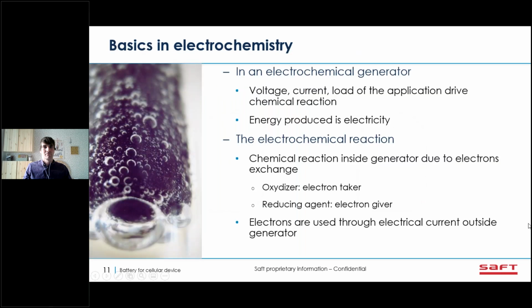In terms of basics in electrochemistry, in an electrochemical generator, the voltage, the current, and the load of the application drive the chemical reaction inside the can. The energy produced is electricity, of course. The electrochemical reaction is between an oxidizer, the electron taker, the cathode, and a reducing agent, the electron giver, the anode. So the positive and the negative active materials. The electrons are used outside the generator through the device. So if there is no device, there is no current.